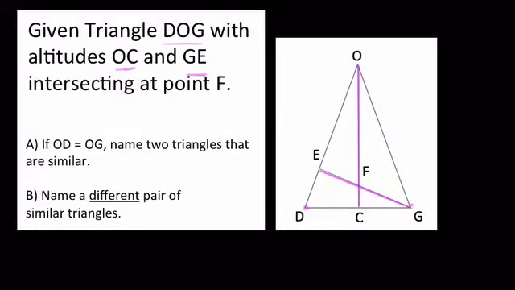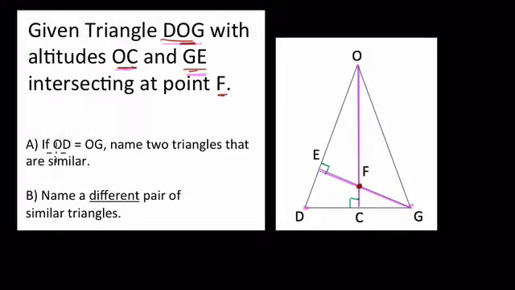Altitudes, remember, form right angles, right? They're the perpendicular distance from a side of a triangle, or a perpendicular line from the side of a triangle, and they intersect at point F. Okay, so that's this point right here. I always label things as I go because seeing the letters alone and the diagrams separately can be overwhelming. So I always label as I go to make sense of the problem.